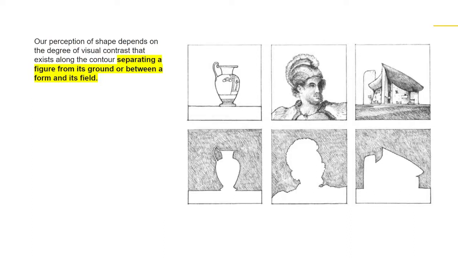Our perception of shape depends on the degree of visual contrast that exists along the contour. This separates a figure from its ground, or a form from its field. In the photos on your right, it creates a visual contrast that depends on the background or the field in which it lies. In the first photo, since we have this area of negative space, the object contrasts with the background. Same as the following.